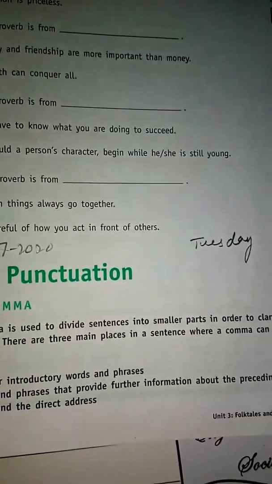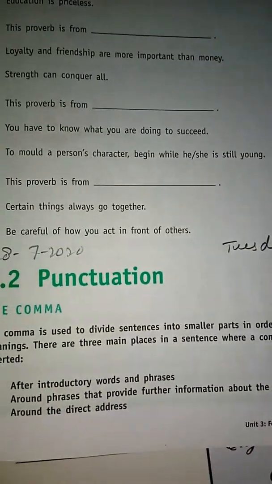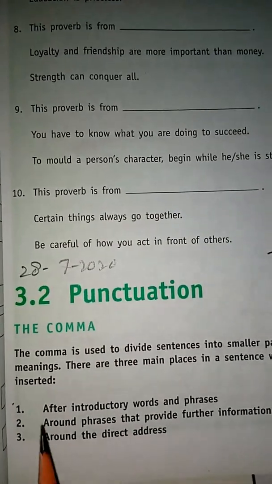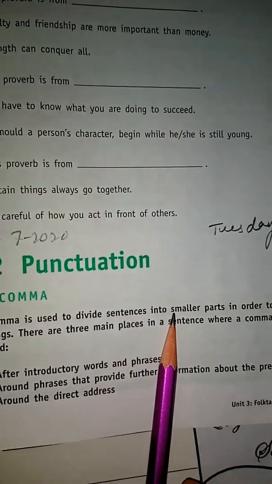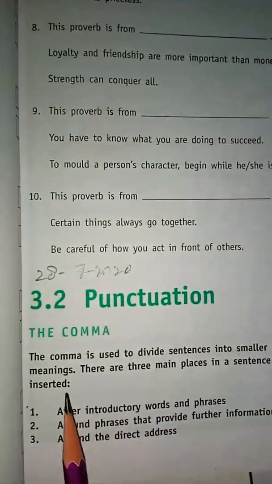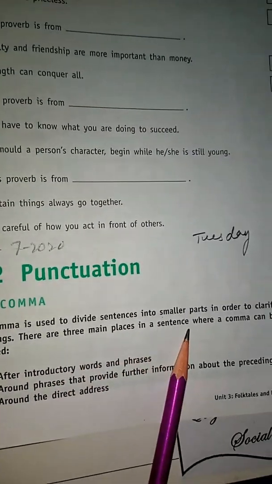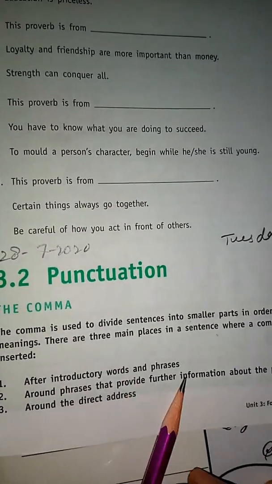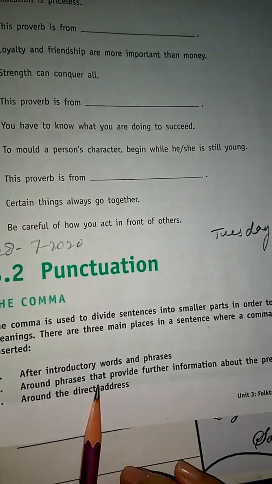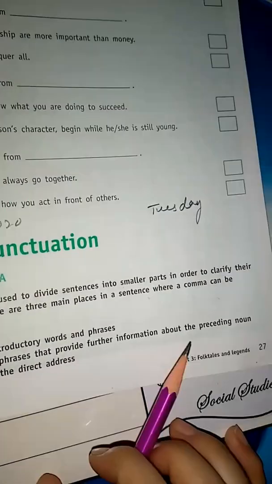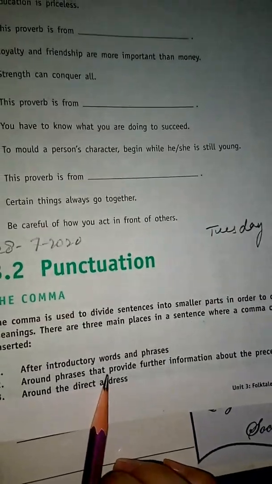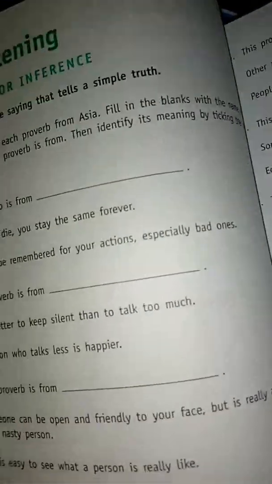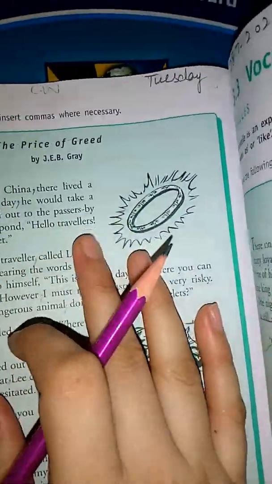Now take out your activity books and open your page number 27, and now we are going to do the activity book work of these two topics. The first one is the comma. The comma is used to divide sentences into smaller parts in order to clarify their meanings. There are three main places in a sentence where a comma can be inserted: after introductory words and phrases, around phrases that provide further information about the preceding noun, or around the direct address. So I have explained it to you in our lecture, okay?